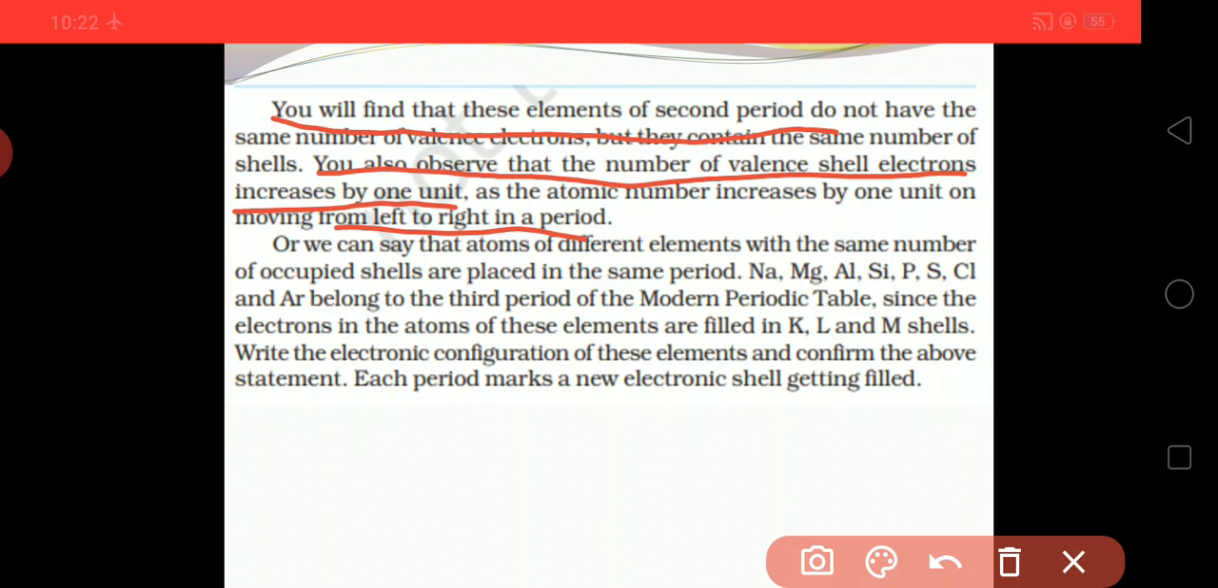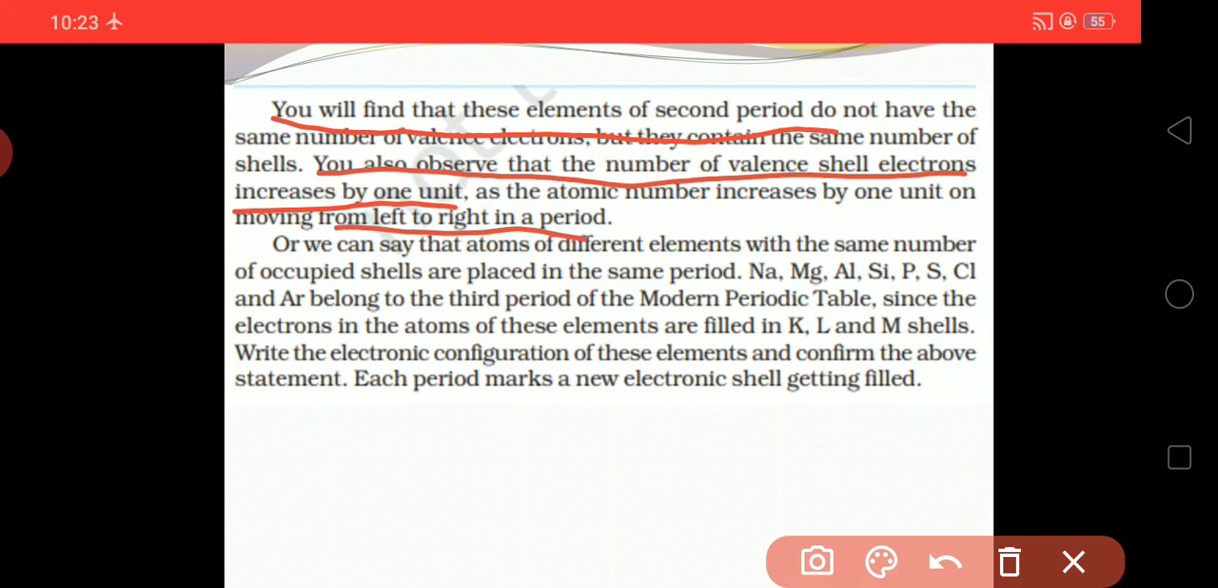We will observe that elements in the second period, or any period, do not have the same number of valence electrons, but they contain the same number of shells. The number of shells will be the same. We will also observe that the number of valence electrons will increase by 1 unit as the atomic number increases by 1 unit on moving from left to right in a period.